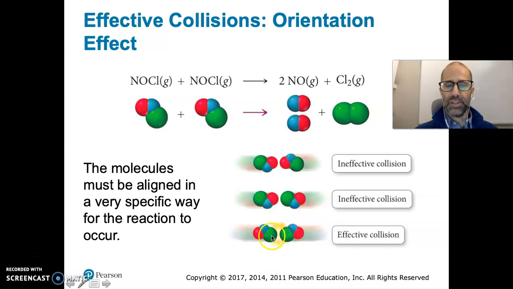Here, this is actually going to help because the two chlorines are oriented towards each other. They're going to collide, and if the collision is strong enough, then that will help form the bond between the two chlorines, and at the same time weaken or break the bond between the chlorine and the oxygen. And if that happens, you'll get your chlorine molecule and your two separated NO molecules, right? So that's what we mean by effective collision due to orientation.